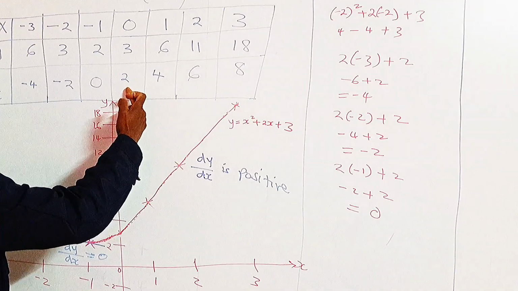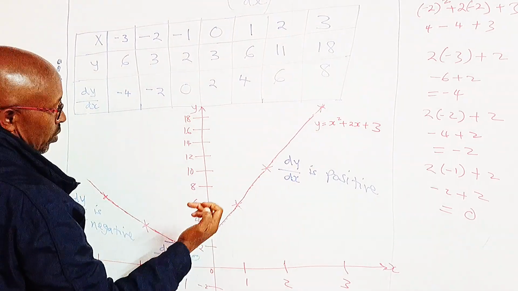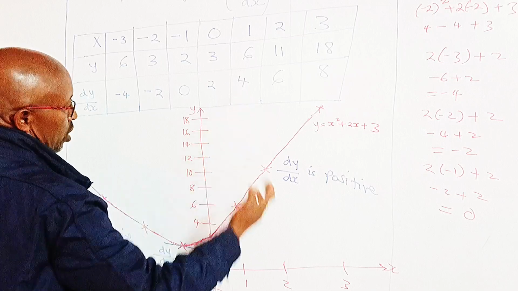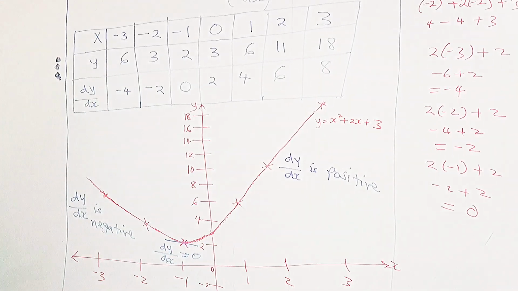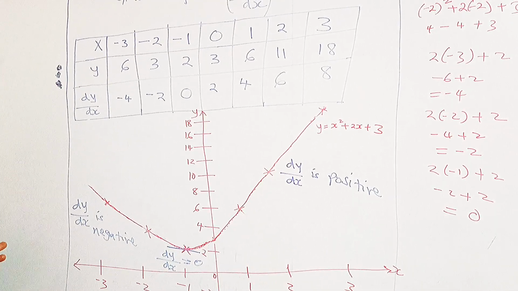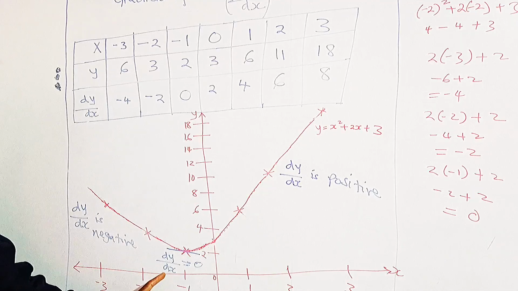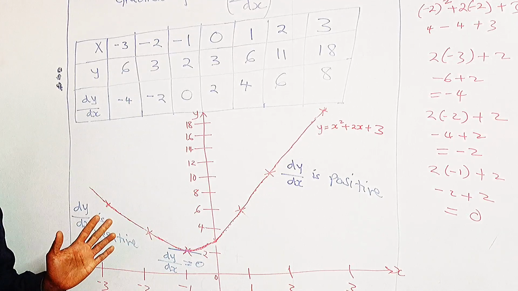You can see when x is 0, our dy/dx is 2. When x is 1, our dy/dx is 4. So it is positive. So in that case, we have 3 points to note. One is that when we have the point negative 1, 2, our dy/dx is equal to 0.